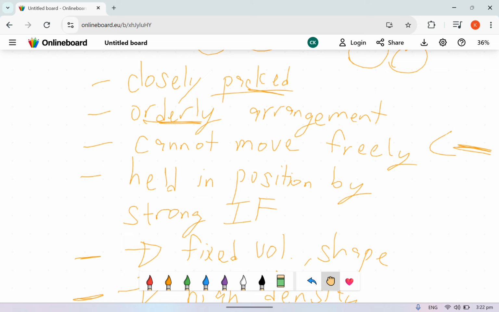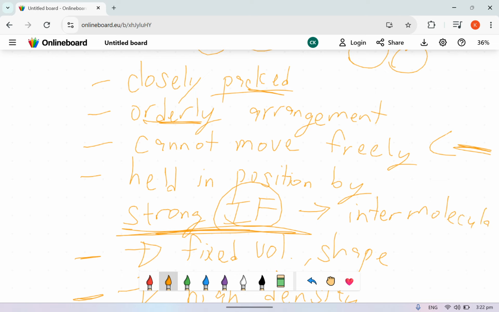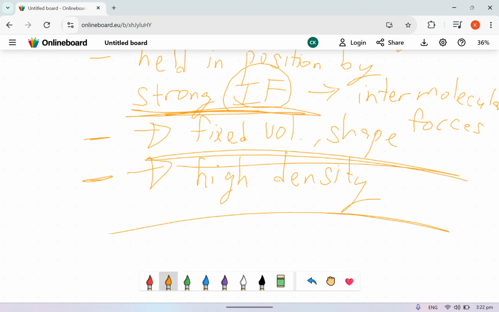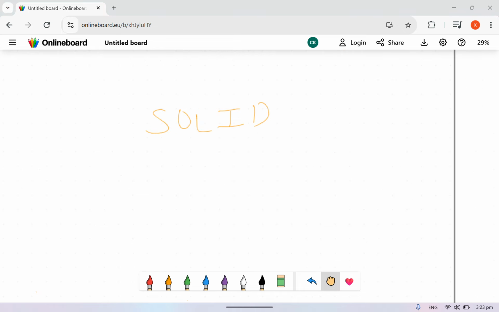Now, they are held in position by strong IF. IF stands for intermolecular forces. So these solid particles are really connected by these strong intermolecular forces that it's very hard to break apart. And that really explains why they have fixed volume, fixed shape, and higher density. Alright, so now let's move on to liquid.